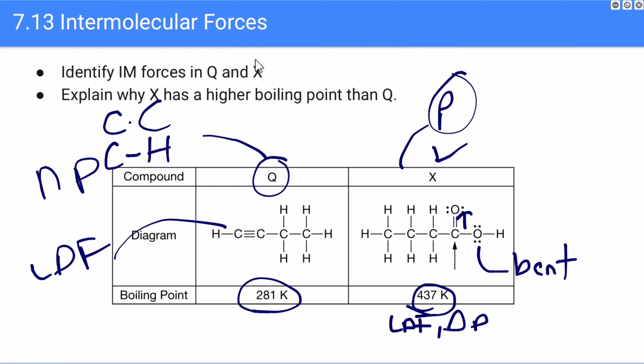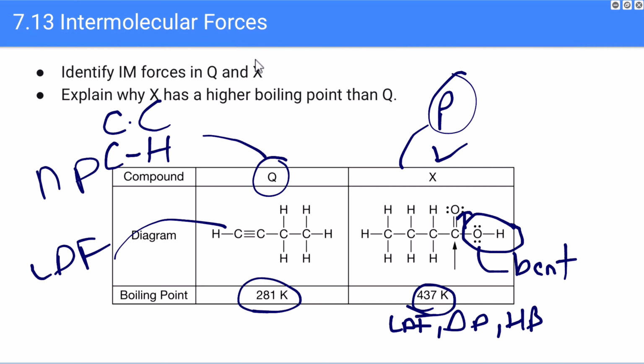Now, is there any part on this molecule where you think you might be able to find hydrogen bonding? And the answer is yes. If I take a look here, this part of the molecule, there's a hydrogen that's covalently bonded to an oxygen, nitrogen, or fluorine. And if that exists within a covalent molecule, you also have hydrogen bonding that's present.